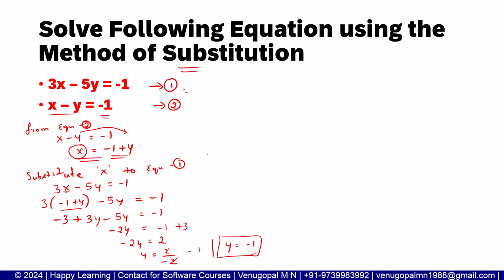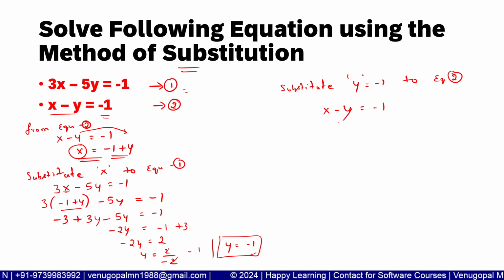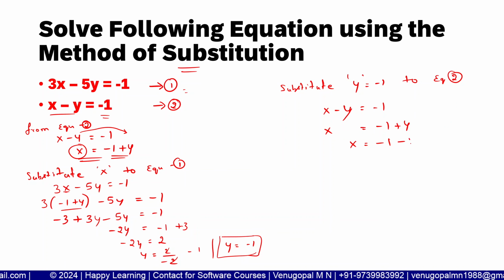Let us find the value of x. So now substitute the value of y is equal to minus 1 into any equation, for example equation 2. Now x minus y is equal to minus 1, correct? So the value of x is equal to minus 1 plus y. So x is equal to minus 1 and minus 1. The x value would be equal to minus 2.